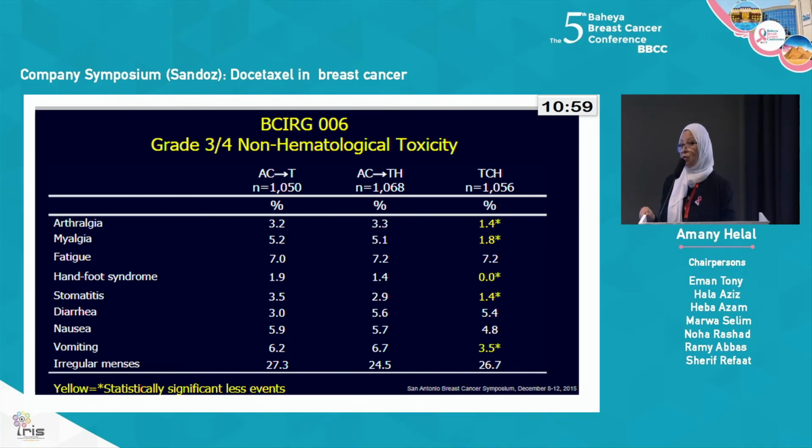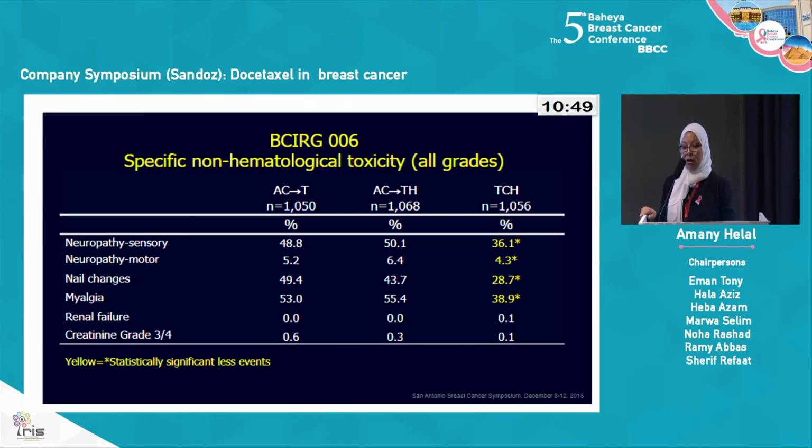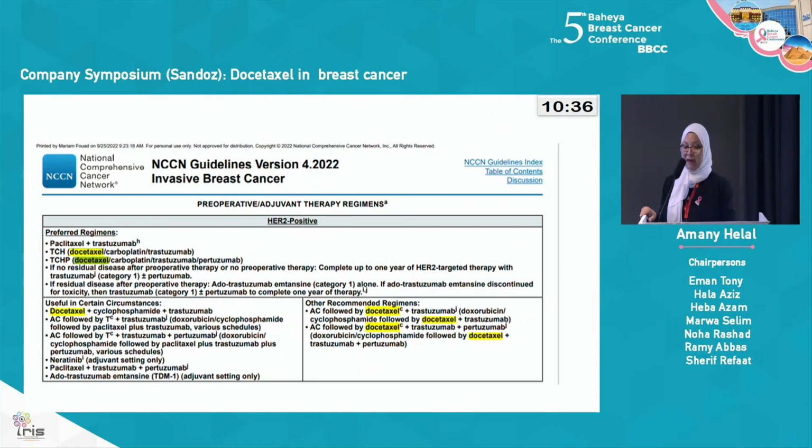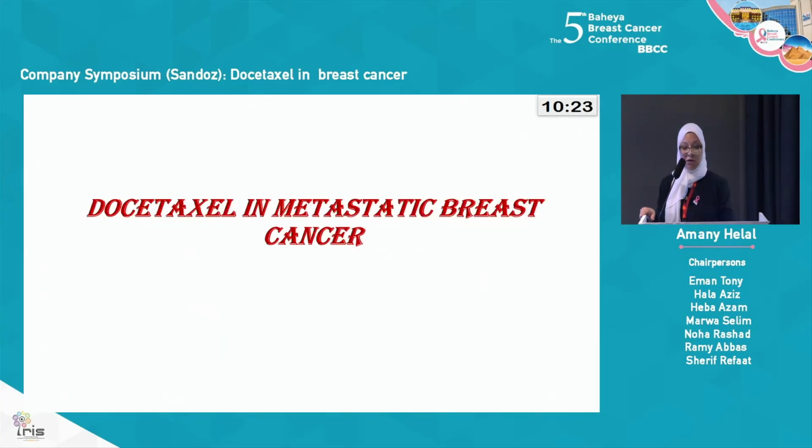This is the most common toxicities with the combination of the ACTH or TCH, and as you can see, the non-hematologic toxicities are lower among the non-anthracycline group. The most important is the cardiac toxicity. The cardiac toxicity is much lower with the TCH chemotherapy regimen when compared to the ACTH. And again, with the guidelines, for HER2/neu positive, TCH is the favorable, TCHB, and the other regimen that can be used is only AC followed by docetaxel trastuzumab.